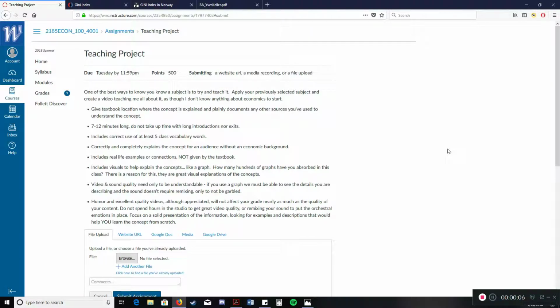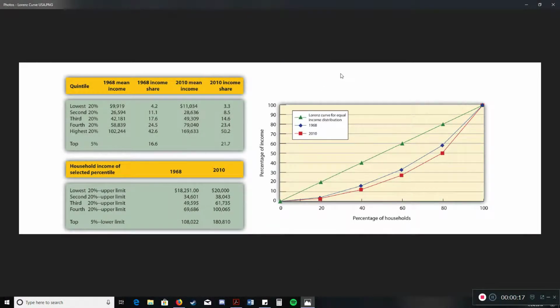In this video, I will be covering how to measure income inequality using the Lorenz curve and the Gini coefficient. The Lorenz curve is named after Max O. Lorenz, who created it in 1905. The first thing to note is that the Lorenz curve serves as a visual representation of income inequality, while the Gini coefficient serves as a mathematical example of income inequality.